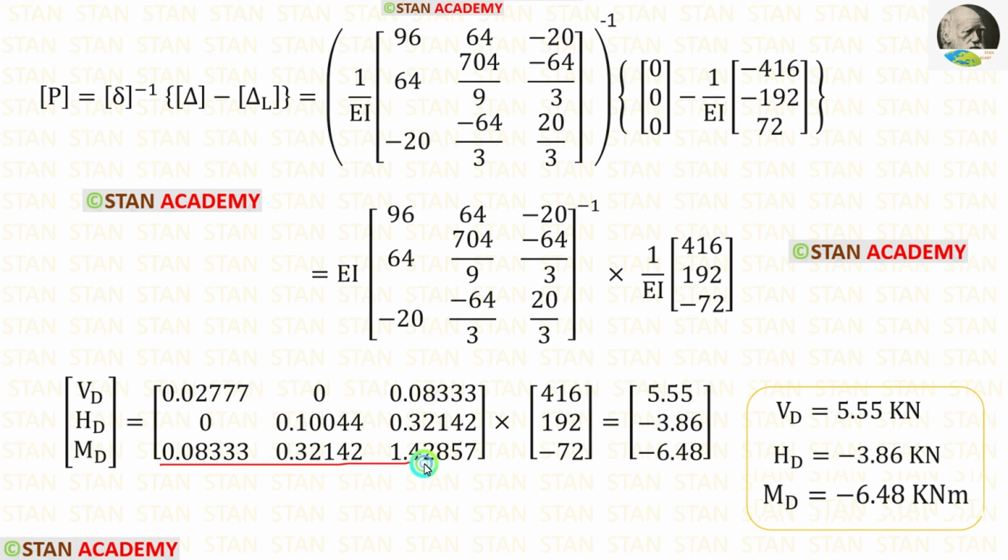Then we have to multiply these two matrices. After multiplying, we are getting this. For VD, we got a positive value. That means our assumption is correct. For HD and MD, we got negative values. That means the assumed directions for both of them are incorrect.